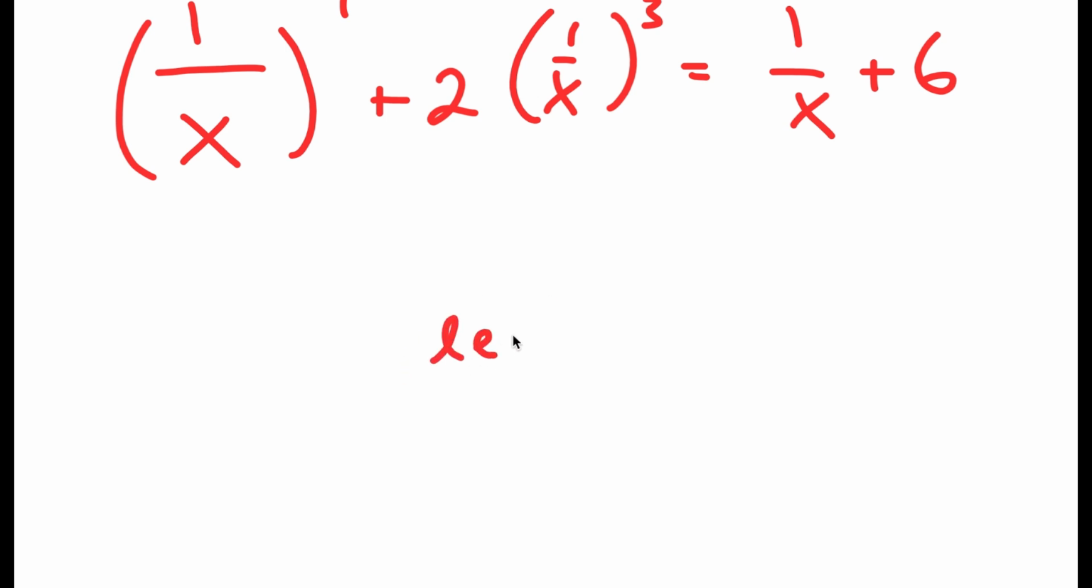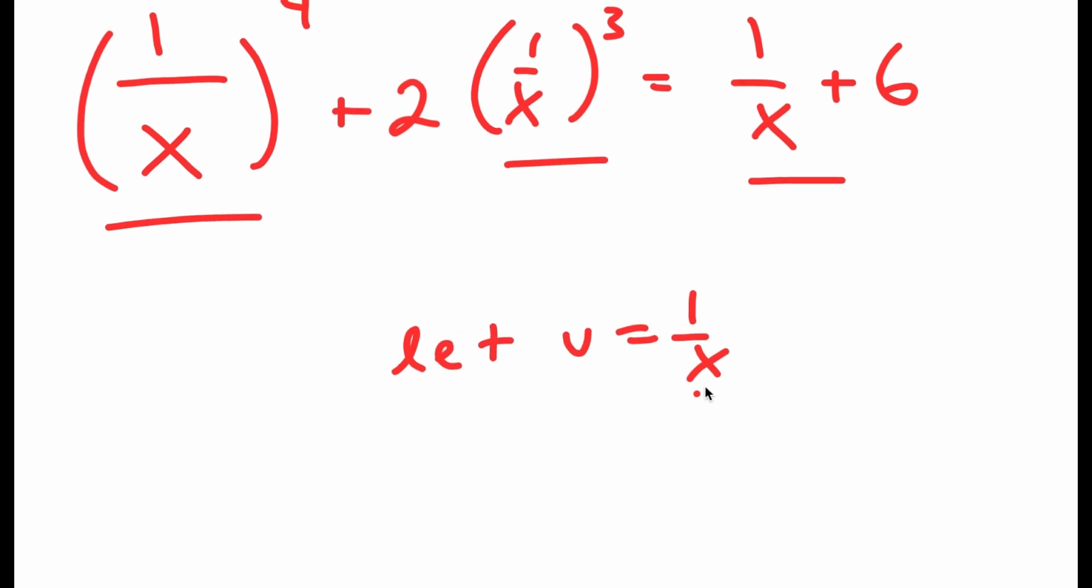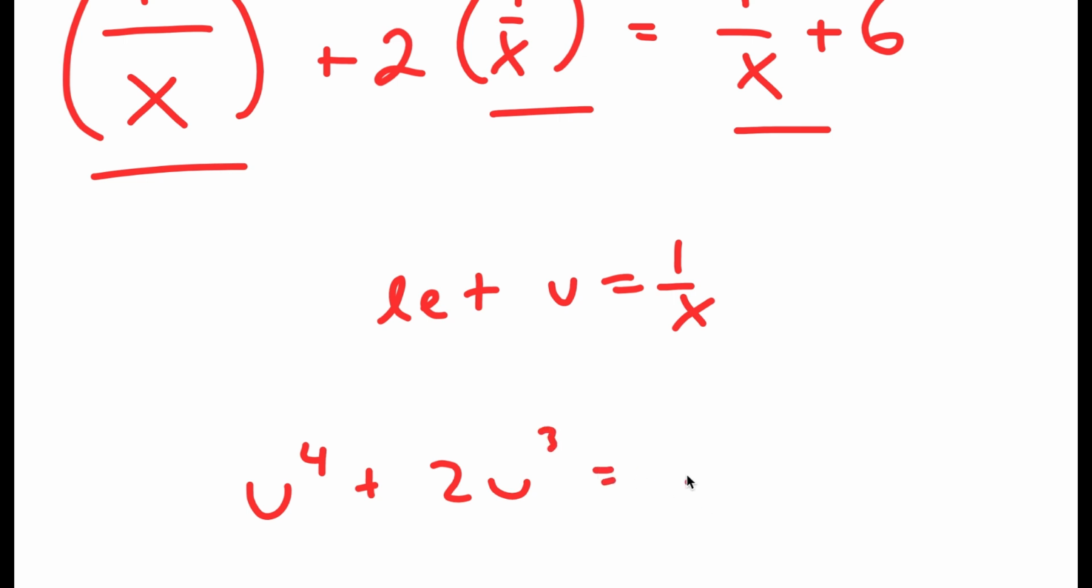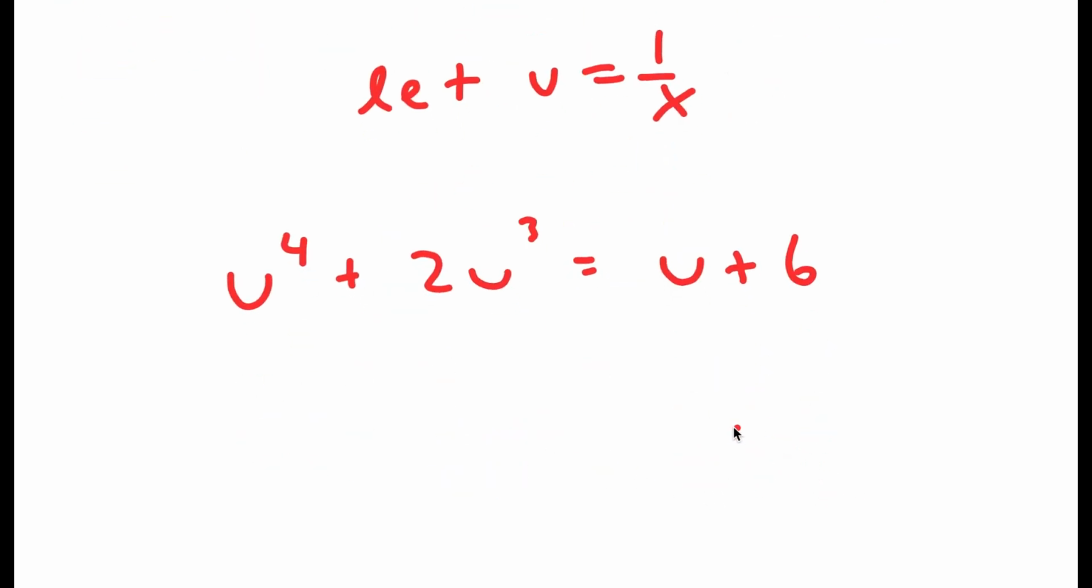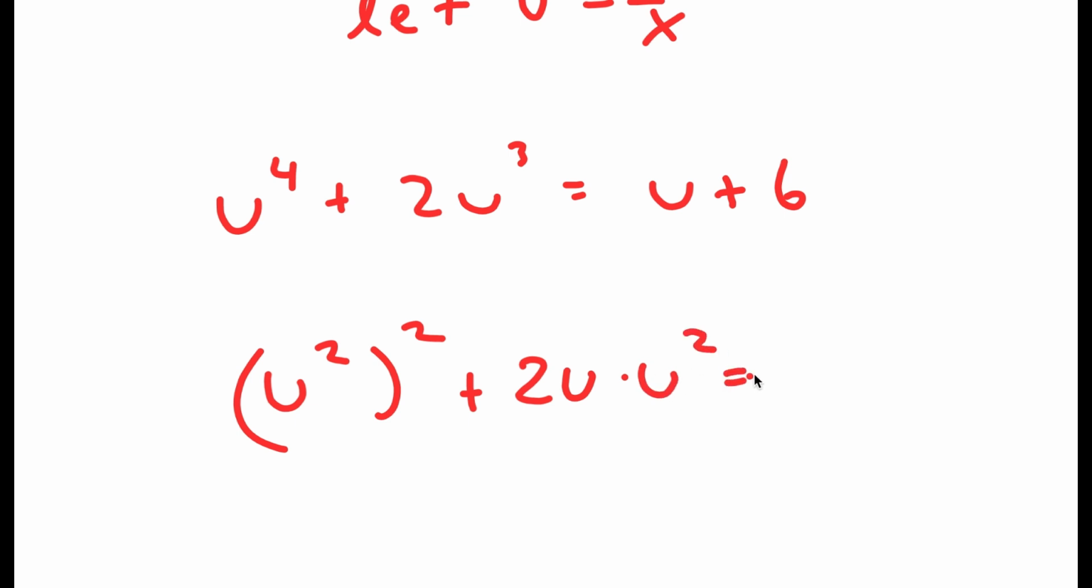Now from here, I'm going to let u equal to 1 over x. So this is just to simplify things a little more because notice how many terms we have with 1 over x. So if I substitute in u for 1 over x, I get u to the power of 4 plus 2u to the power of 3 is equal to u plus 6. And u to the power of 4 I can rewrite as u squared squared. And 2u to the power of 3 I can rewrite as 2u times u squared.